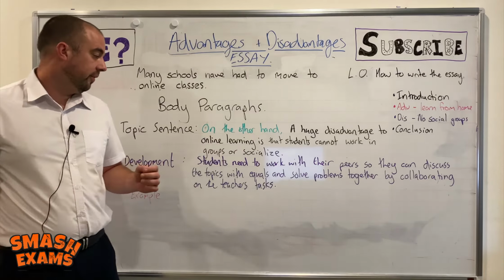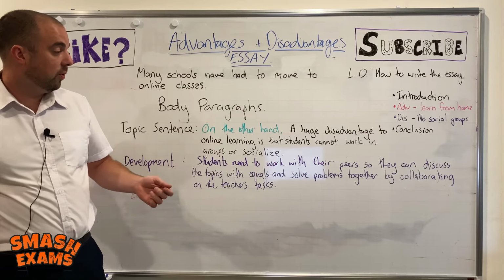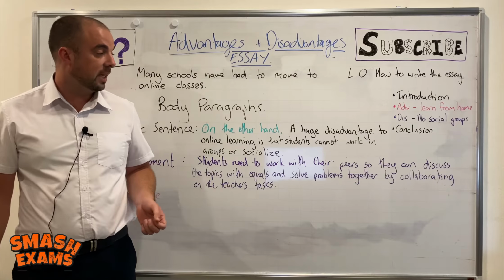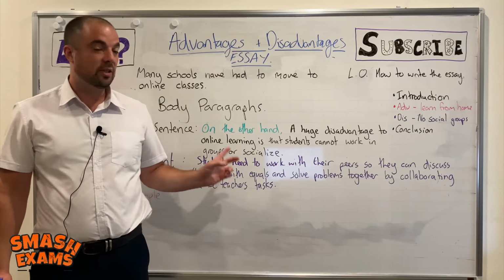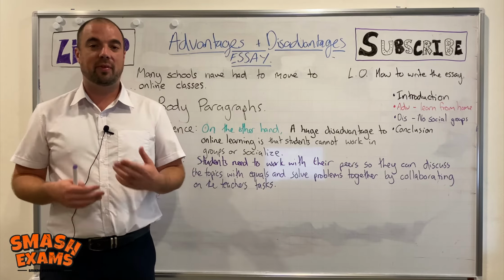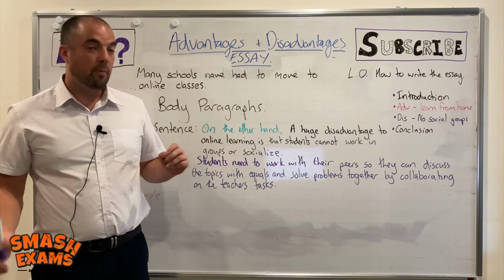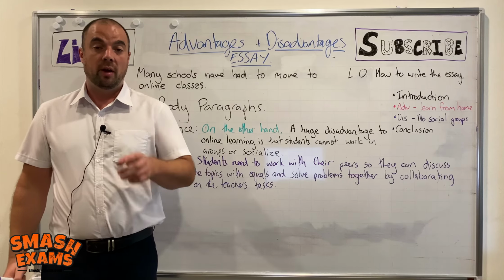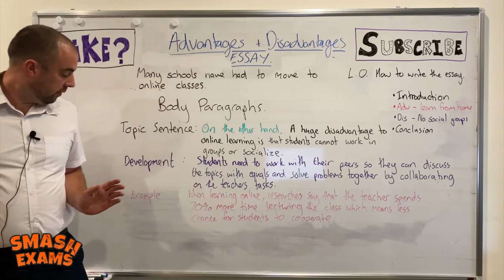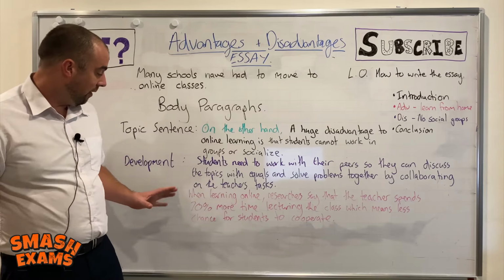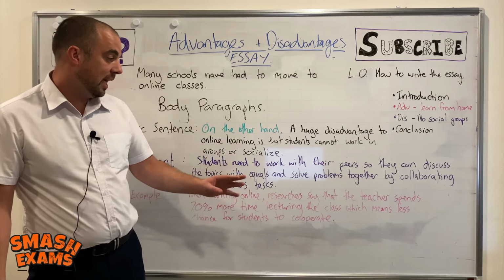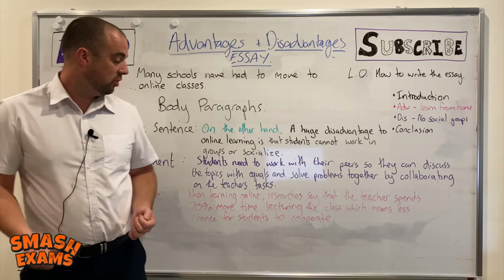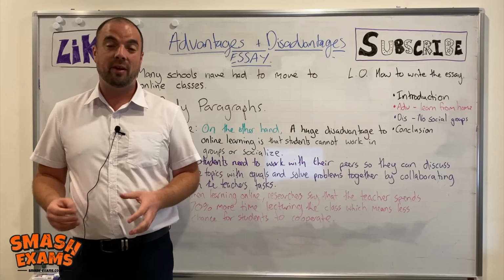So my development sentence is, students need to work with their peers so they can discuss the topics with equals and solve problems together by collaborating on the teacher's tasks. So it's developed the idea of them not being able to work in a group. They're saying why it's bad that they cannot work in groups. Now let's write an example. So my example sentence for this body paragraph is, when learning online, researchers say that teachers spend 70% more time lecturing the class, which means less chance for students to collaborate.